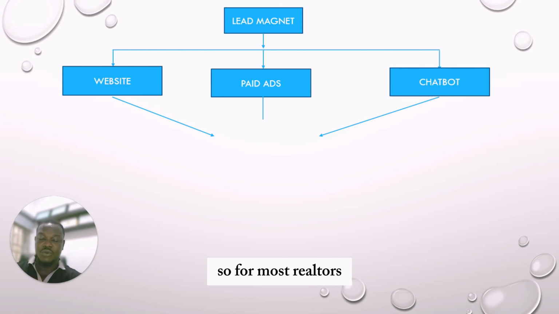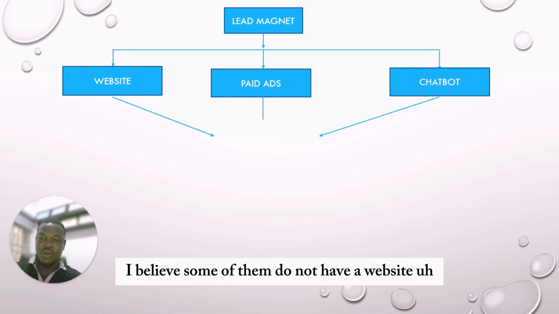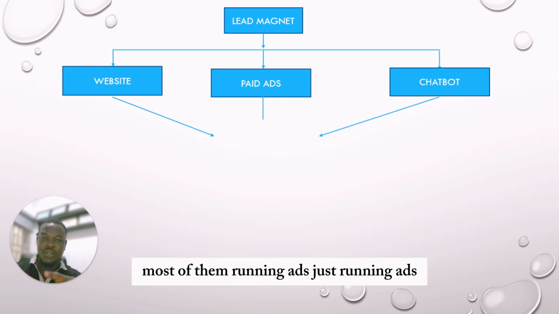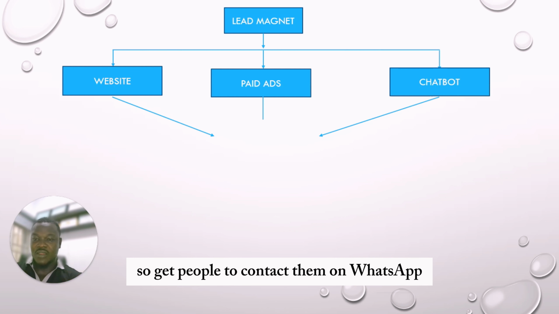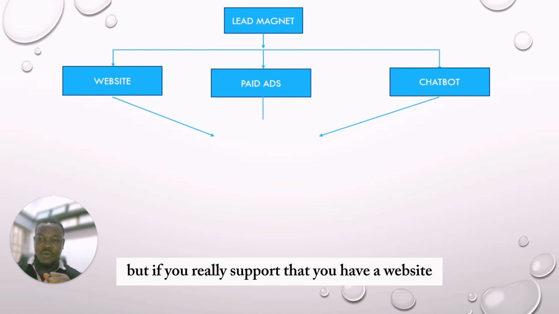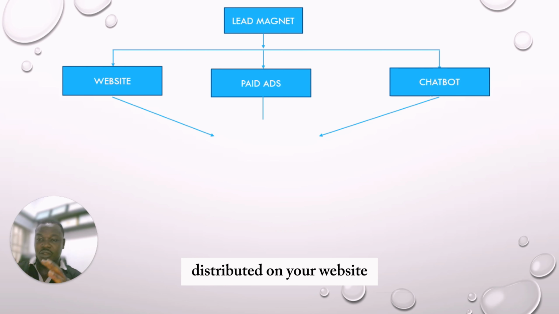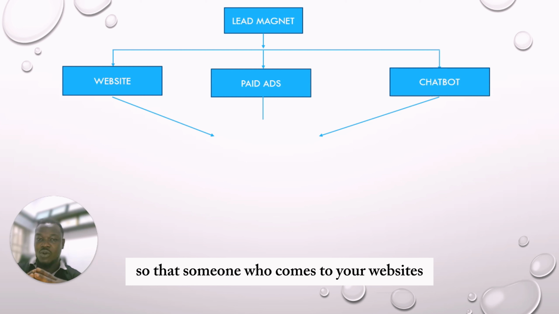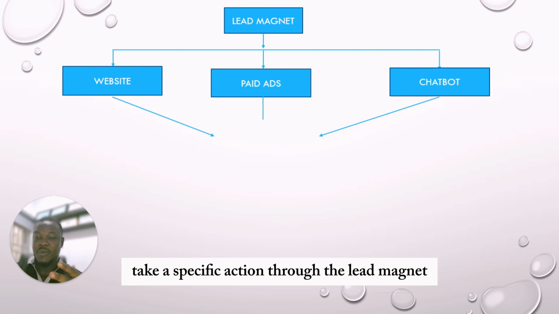Okay, so for most realtors, I believe some of them do not have a website. Most of them are just running ads to get people to contact them on WhatsApp and all of that. But if you're a real estate company and you have a website, you want to make sure that your lead magnet is well distributed on your website, so that someone who comes on your website can take a specific action in return for the lead magnet.